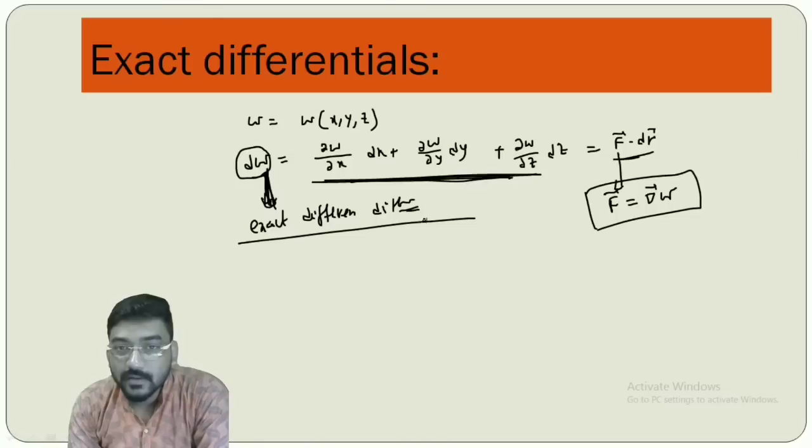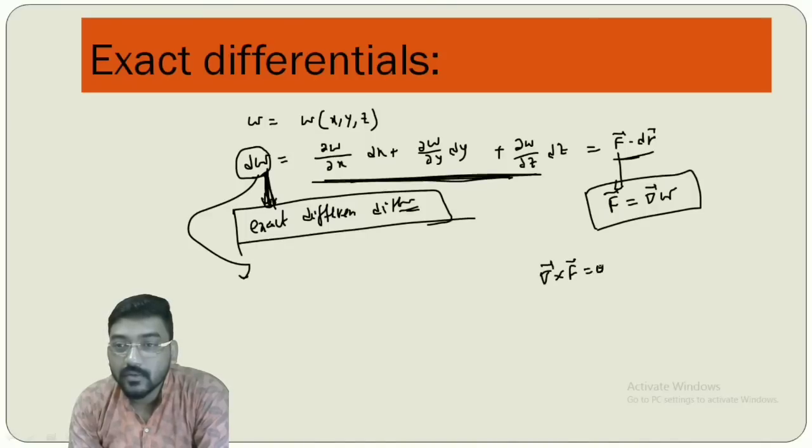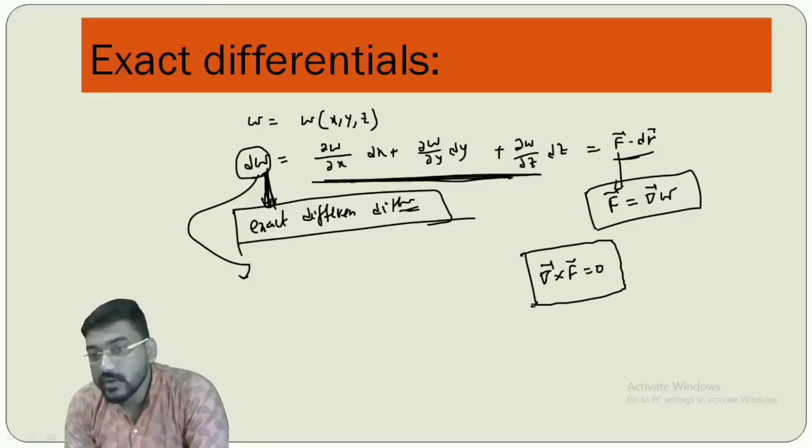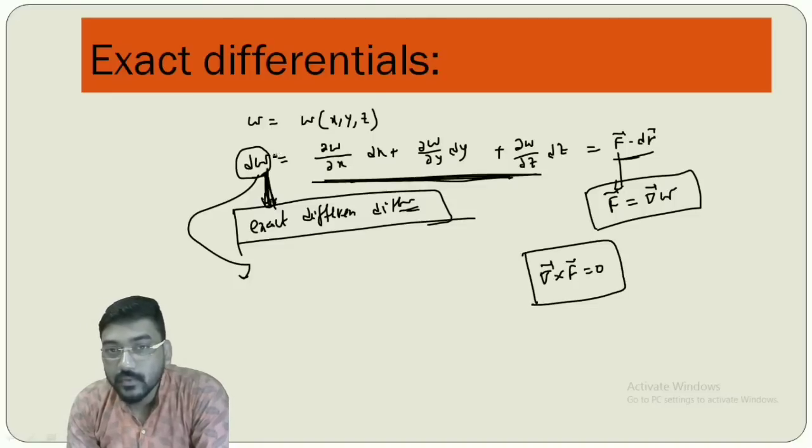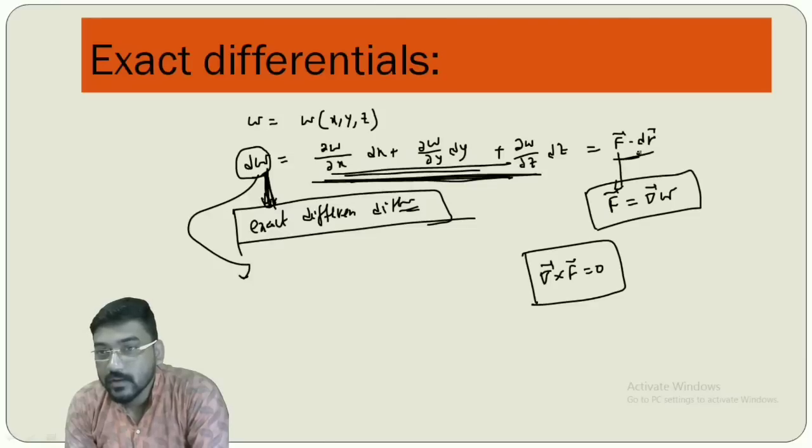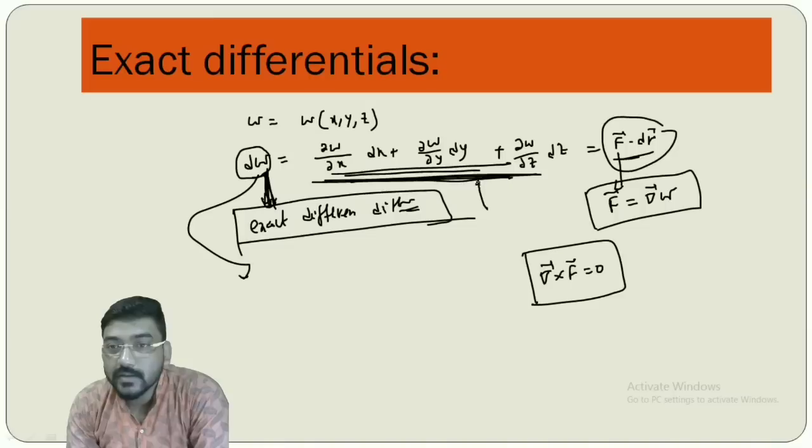That means a sufficient and necessary condition for W to be an exact differential is that curl of f is equal to 0. Obviously, we can conclude that only if curl of f is equal to 0 will we get dW, that is f dot dr, in this form. Only when f is equal to gradient of W, and f is equal to gradient of W only when curl of f is equal to 0.